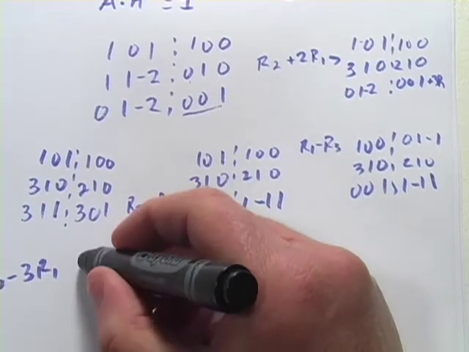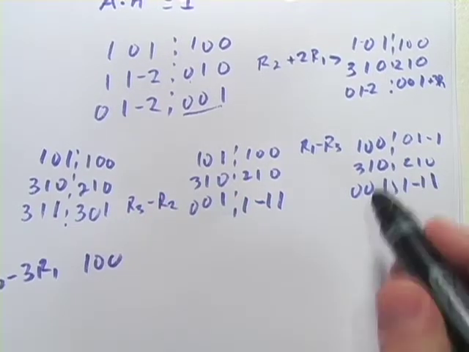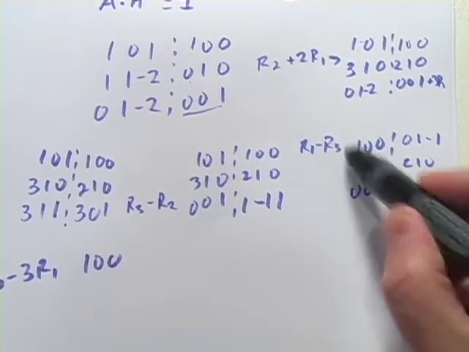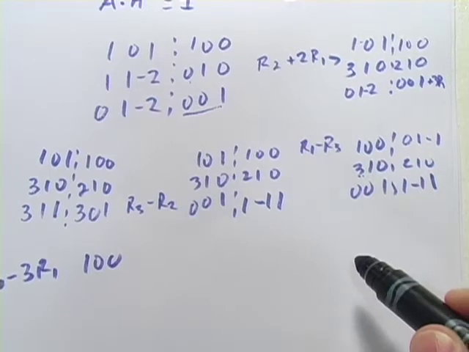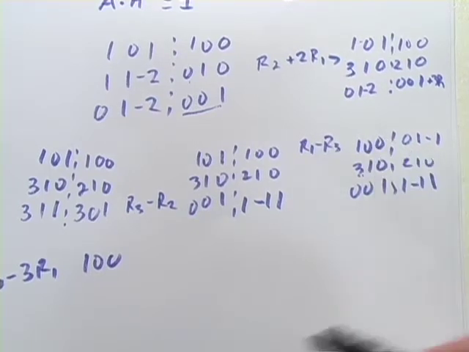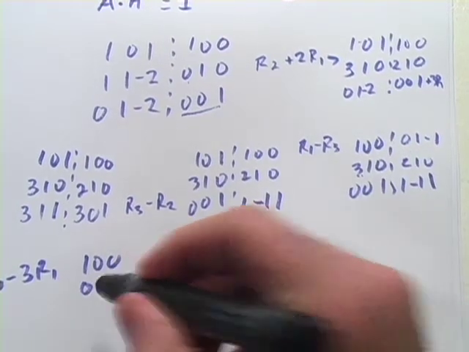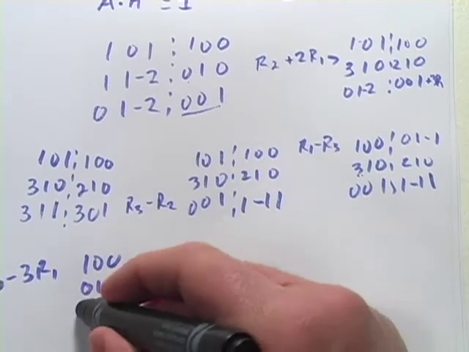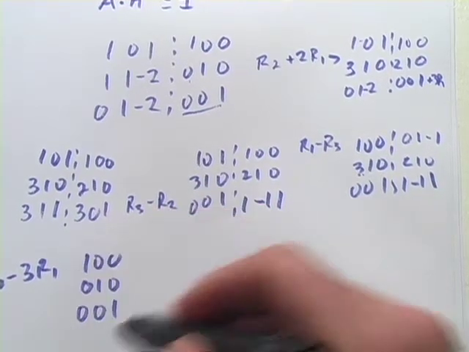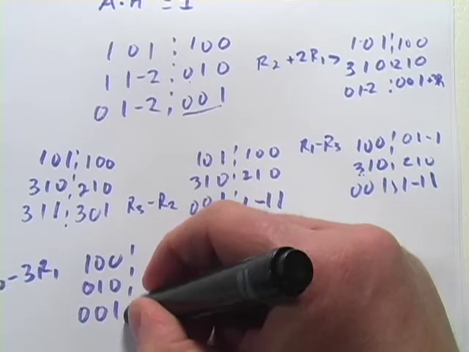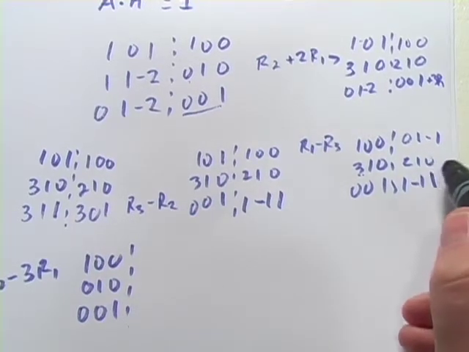So row 1 is going to stay the same, 1, 0, 0. Row 3, we're going to subtract 3 times this, so that only affects the first number because these two are 0 up here. So I get 0, 1, 0. And here, that stays the same. So I have achieved my identity matrix here on the left side, but let's make sure we figure out what happens to the right side.